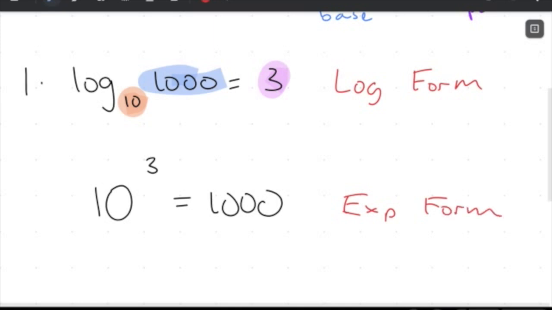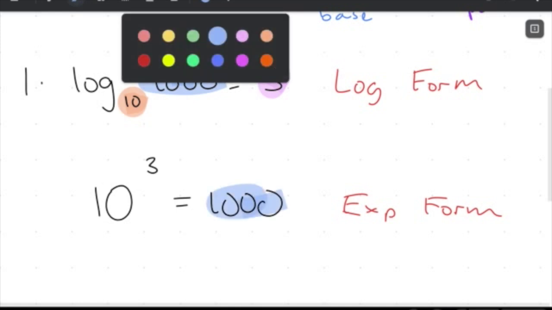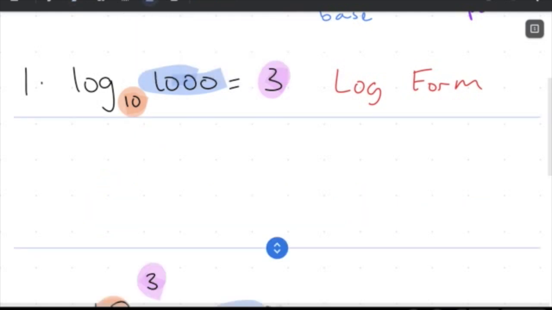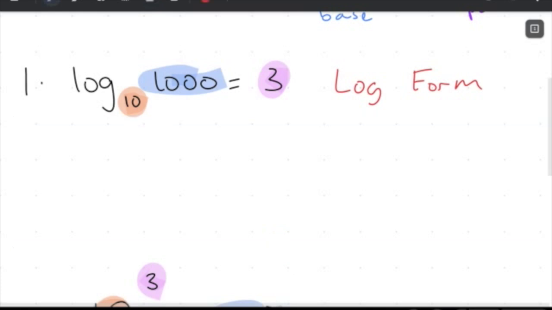Now, we can often check our answer because if we change from log form to exponential form, it's usually pretty obvious when it's wrong. Because we already know, just from our work with indices, and you can check this in your calculator, when I raise 10 to the power of 3, I'm going to get 1,000. Say we did this wrong. So say we got these mixed up and we say, for example, 10 to the power of 1,000 equals 3. We can clearly see that this is incorrect.